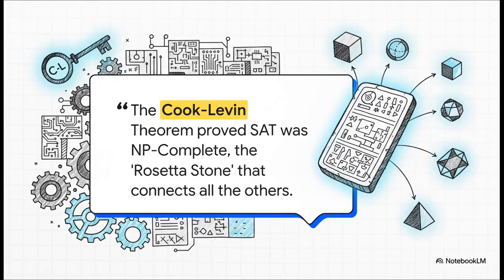And this entire idea was unlocked back in 1971 by something called the Cook-Levin theorem. This was the massive breakthrough. It proved that these NP-complete problems even existed. And it established that first one, SAT, as the original member, the kind of Rosetta Stone that allowed us to find and connect all the others.